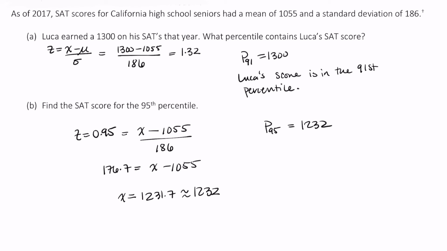As an aside, I'm going to mention that the College Board tends to scale in increments of 10, but for our purposes, saying the 95th percentile is 1232 is just fine.